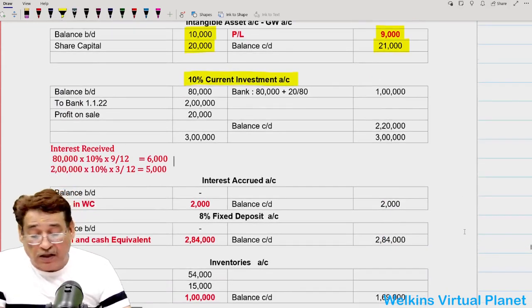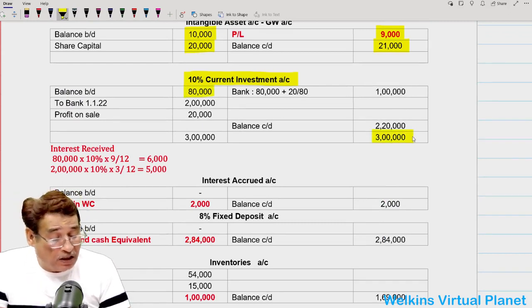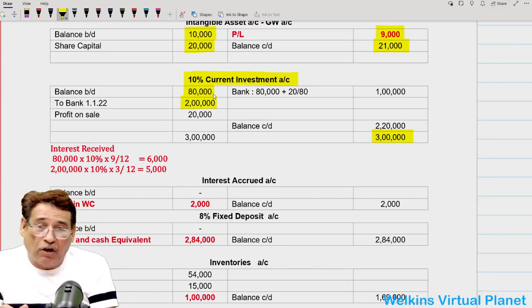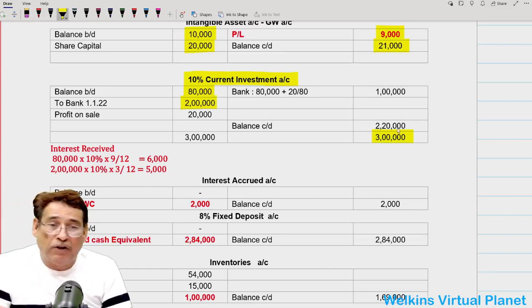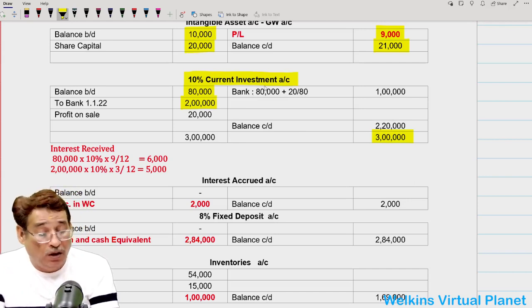Then, current investment account. Opening balance in the current investment is 80,000. Closing balance is 3 lakh. You have been given in the question that you have purchased 2 lakh worth of investment, no problem. Correct? Now, because 80,000 you had in the beginning and 2 lakh worth of investment you purchased, total 3 lakh, so remaining amount is 2 lakh 20. It is given in the question that remaining amount is 2 lakh 20, balance carried down. So that means 80,000 worth of investment you must have sold.